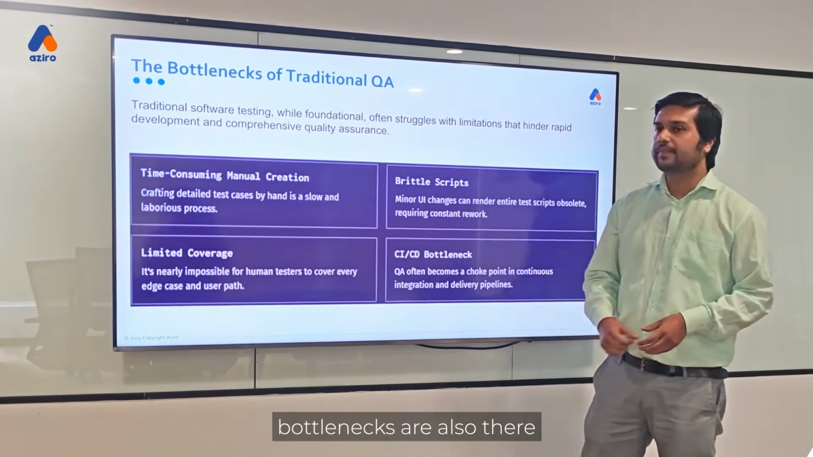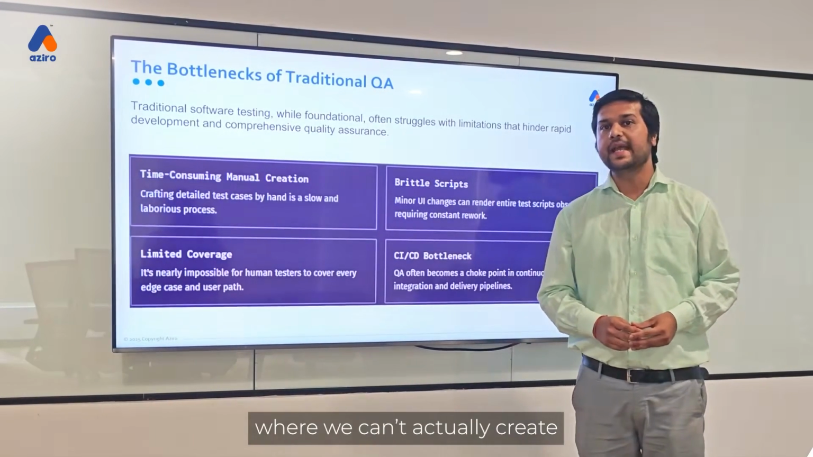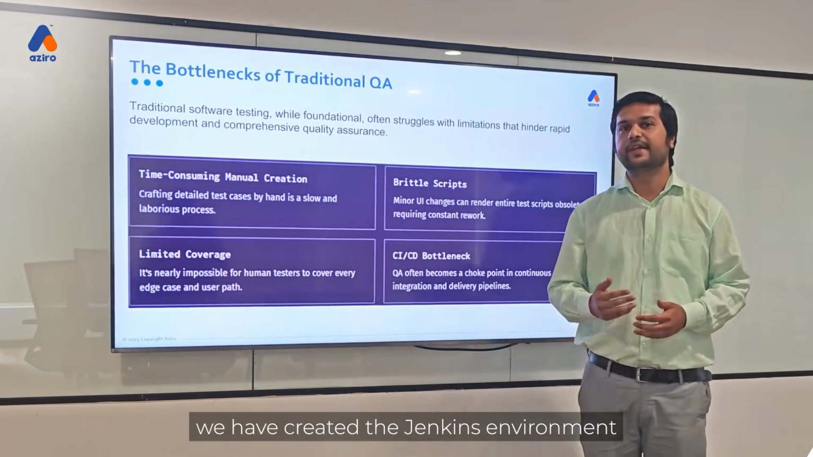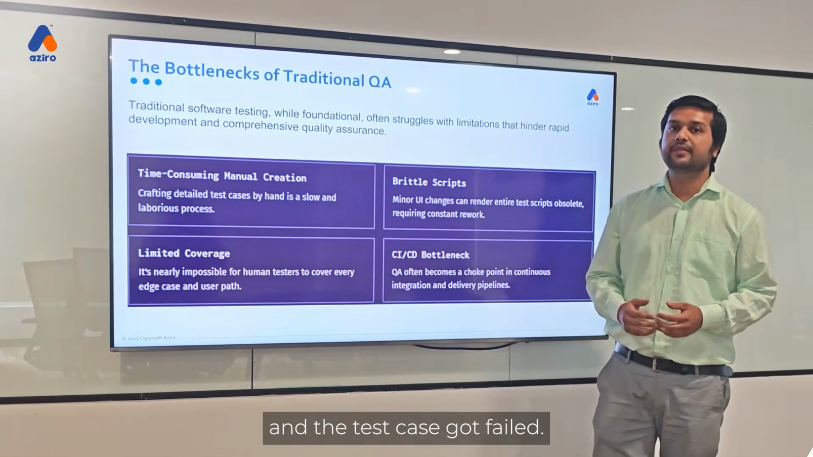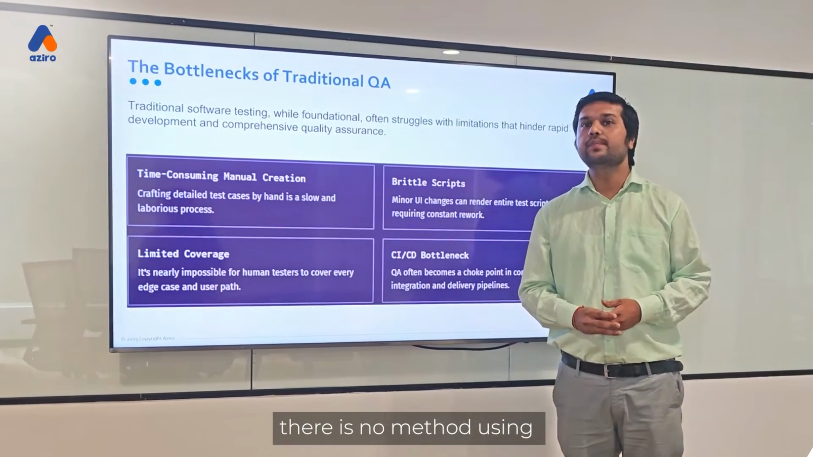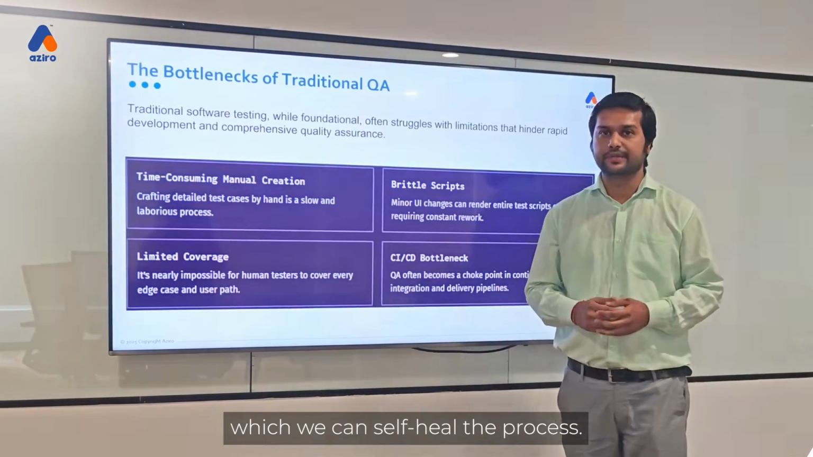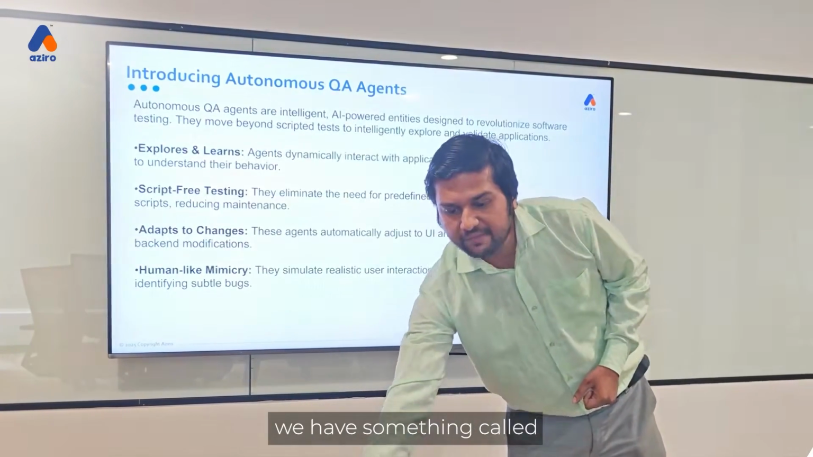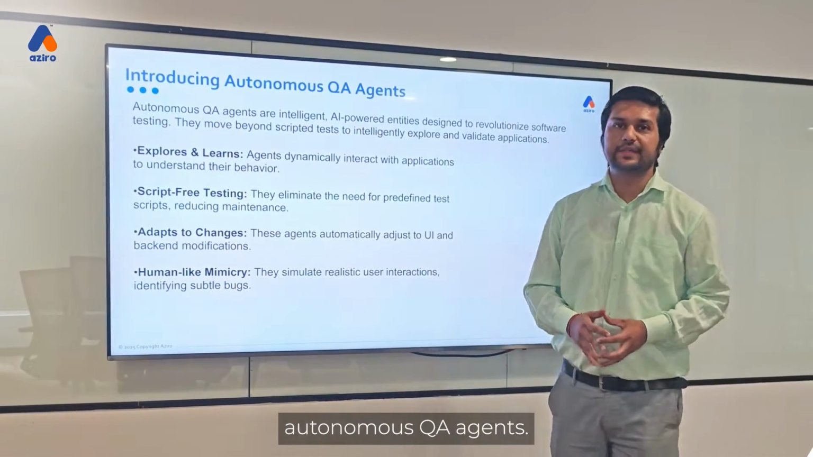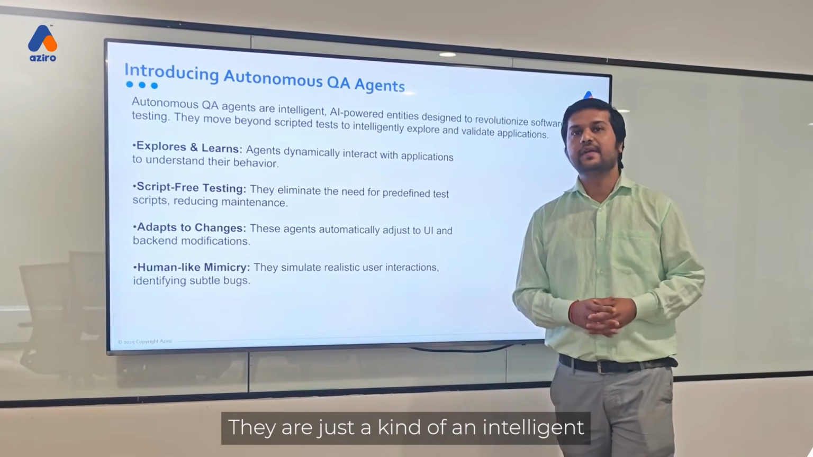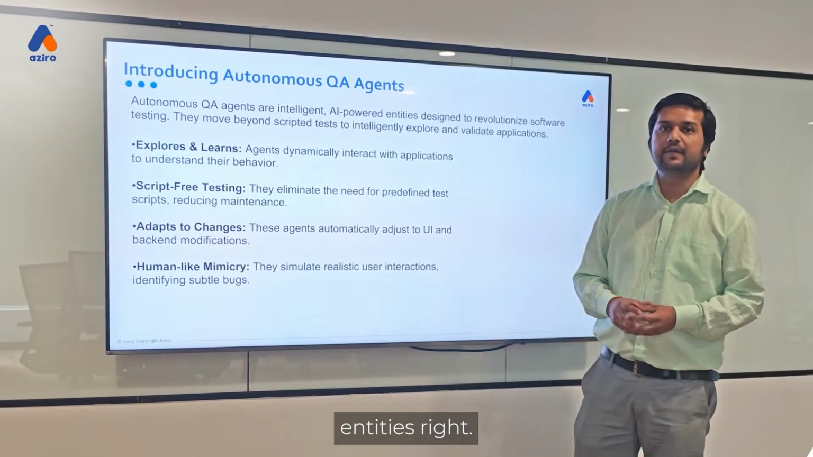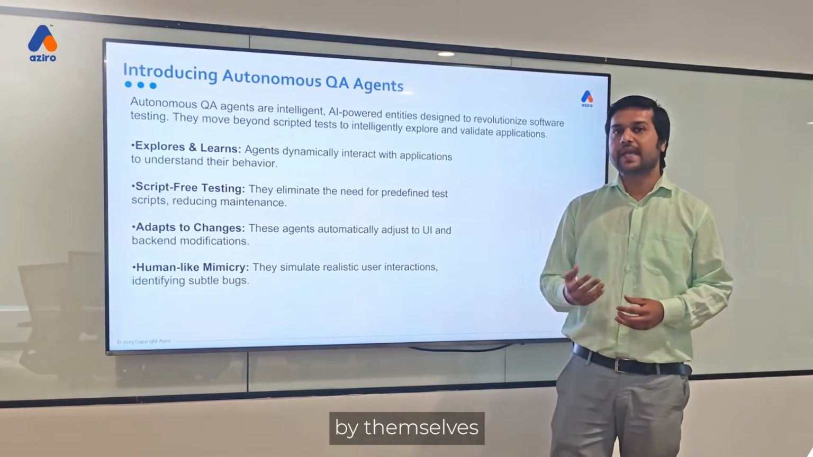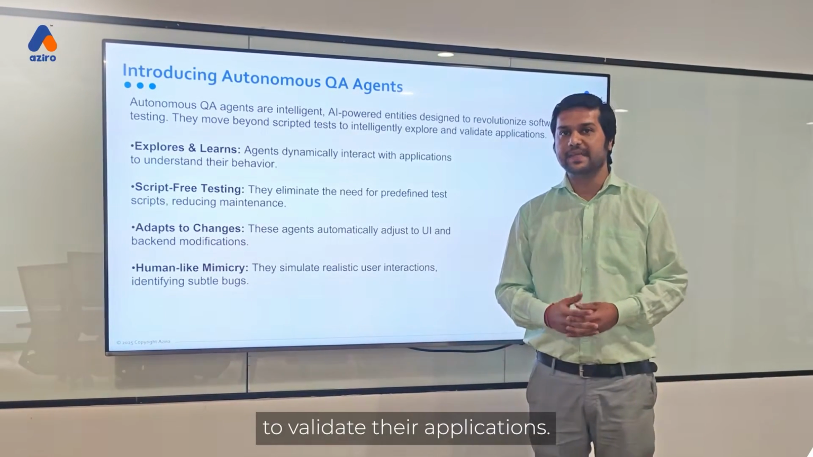CI/CD bottlenecks are also there, where we can't easily create the whole Jenkins environment, and let's suppose we have created the Jenkins environment and the test case failed, then there is no measure using which we can self-heal the process. Then we require human intervention. So in order to overcome this, we have something called autonomous QA agents. They are intelligent entities powered by AI, which can explore things by themselves, and they are also able to validate the applications.